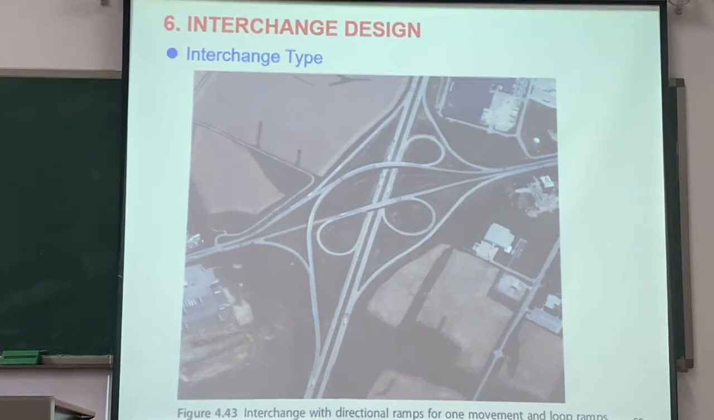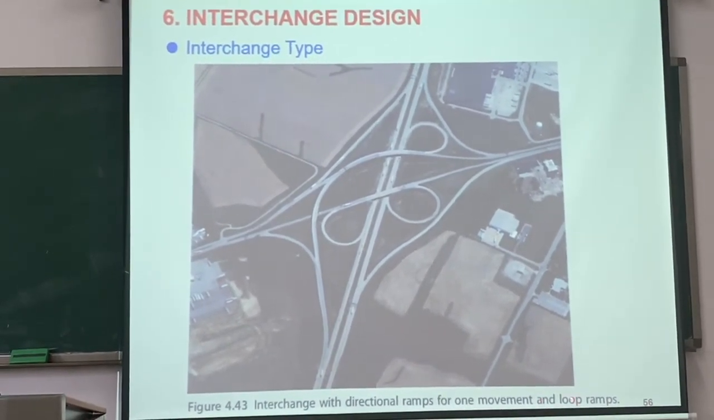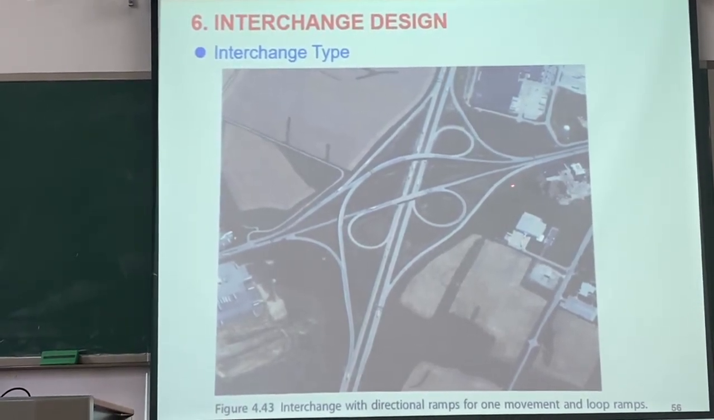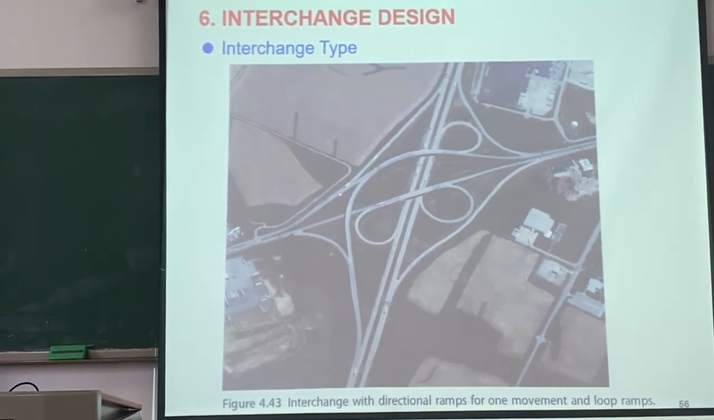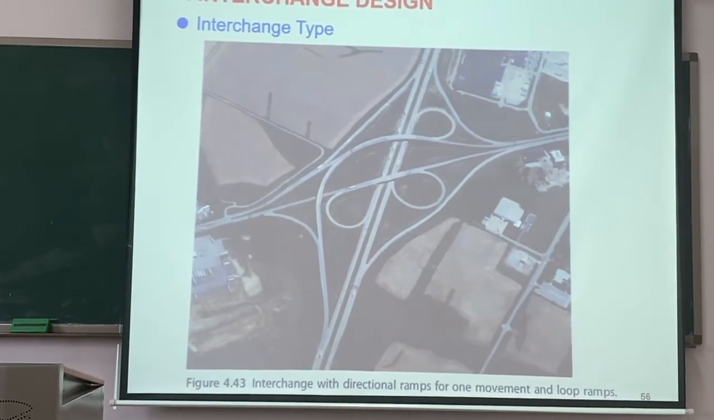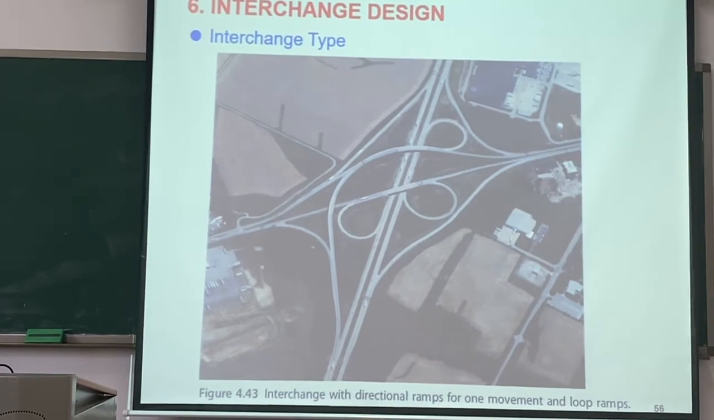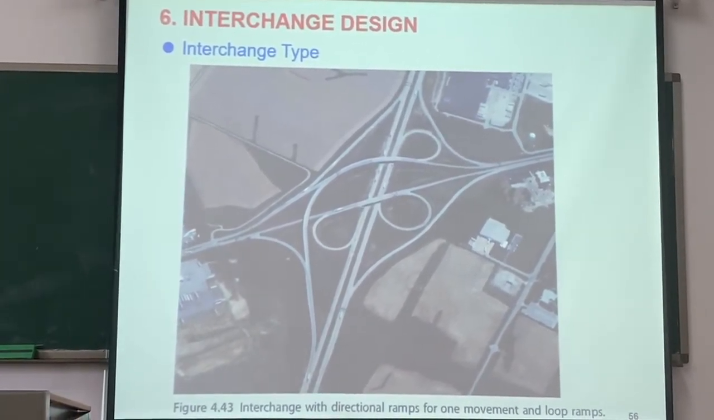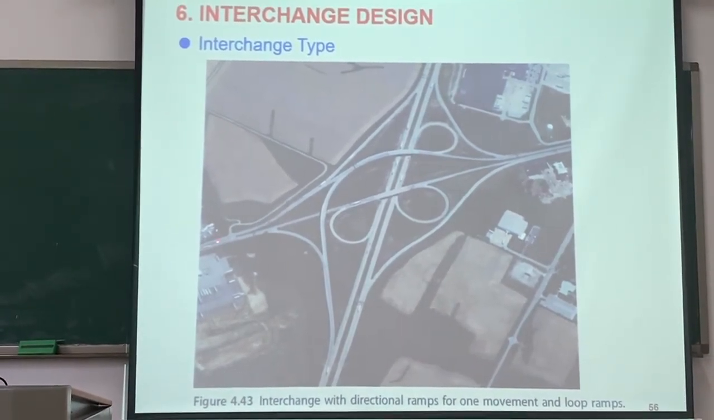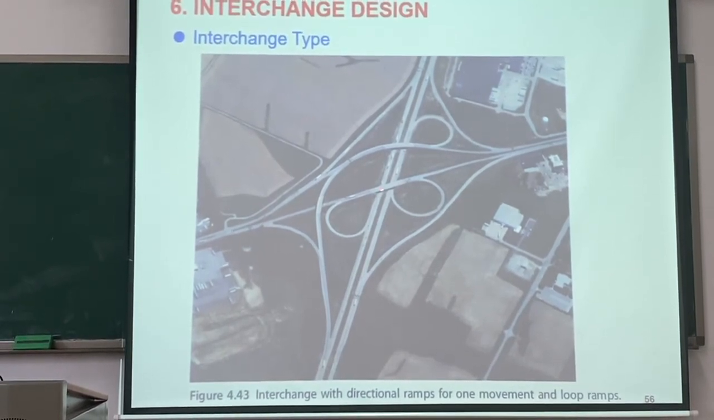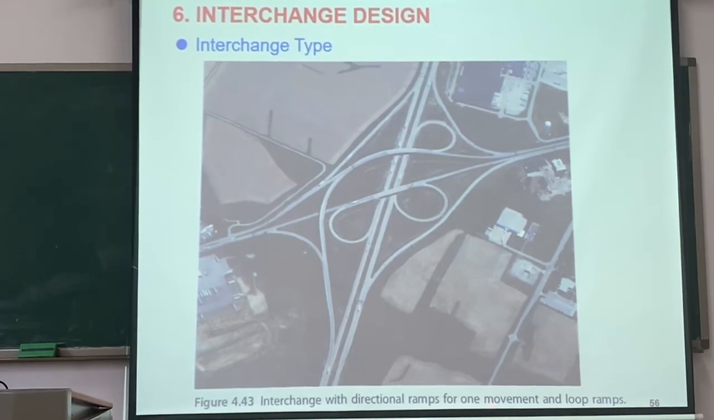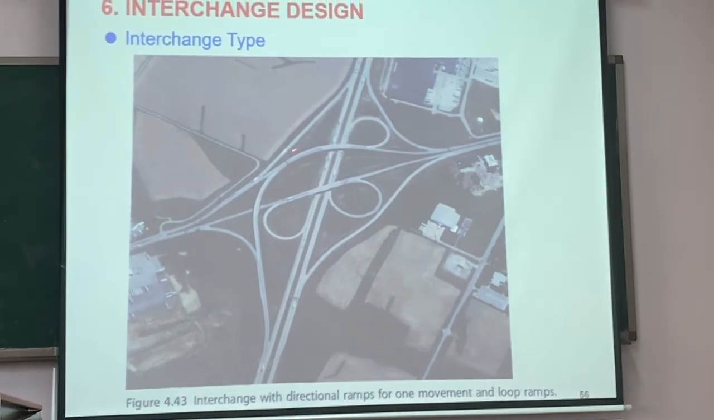This interchange is designed with one direct movement and two loop ramps. We should know how to use this to turn right, and this to turn left. It's also for turning back. When we run this road, we can use this to turn right, and use this to turn left. Loop, just loop. Loop ramps, and this one movement. Directional ramps, just this.